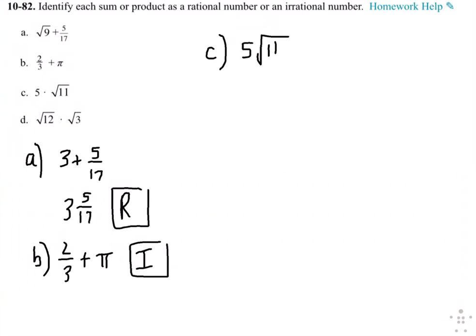11 is not a perfect square. Therefore, this is an irrational number. Square roots of non-perfect squares, irrational, right?